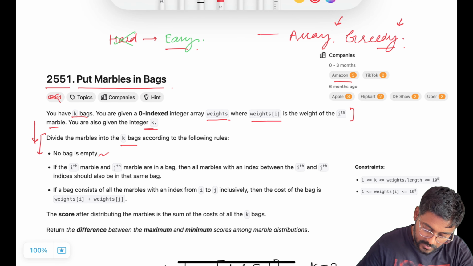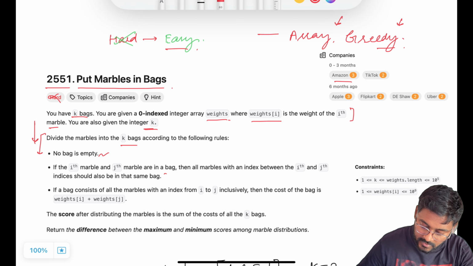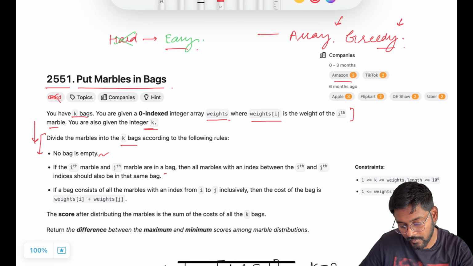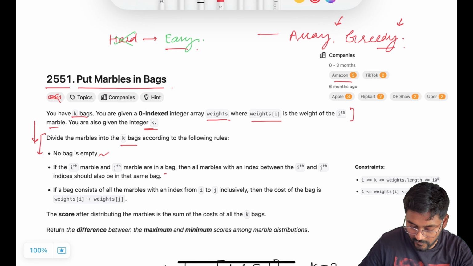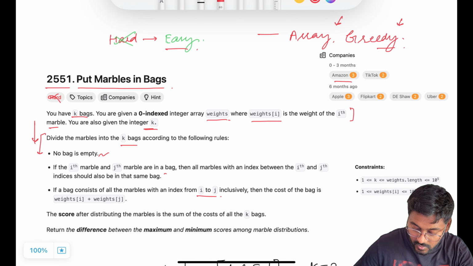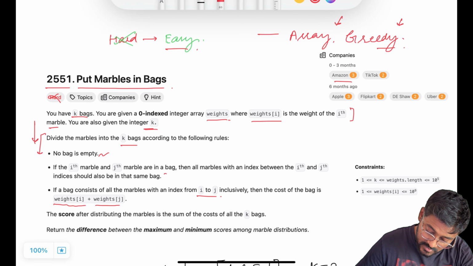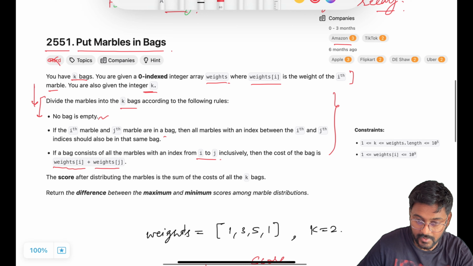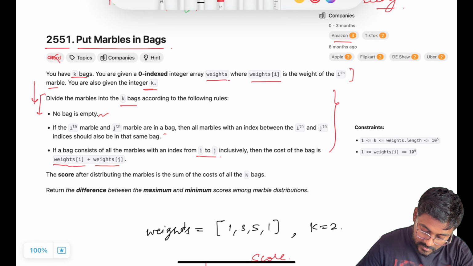And if the ith marble and the jth marble are in the bag, then all the marbles with the index between i and j should also be in that bag. It means we have to pick a subarray from an array. If the bag consists of all the marbles with index i to j inclusively, then the cost of the bag is weights[i] plus weights[j]. They are just trying to make the problem statement a bit confusing. They are just talking about subarrays. The score of distributing the marbles is the sum of the cost of all the k bags.